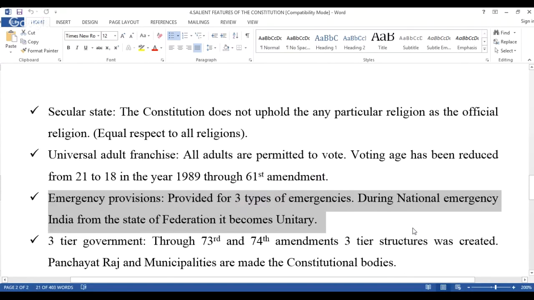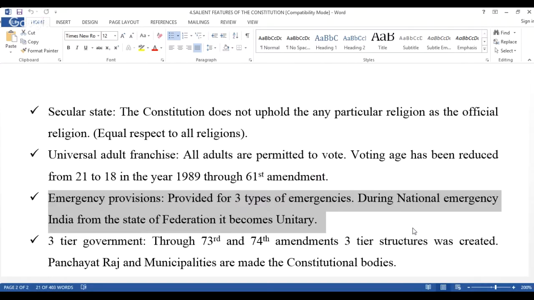Emergency provisions. The Constitution has provided emergency provisions. How many? Three. What are they? Yesterday also I told you: national emergency, state emergency, financial emergency. Is that okay? Whenever there is a national emergency, the concept of the federation will be lost, meaning there is no division of the powers and the central government will become all the more powerful.